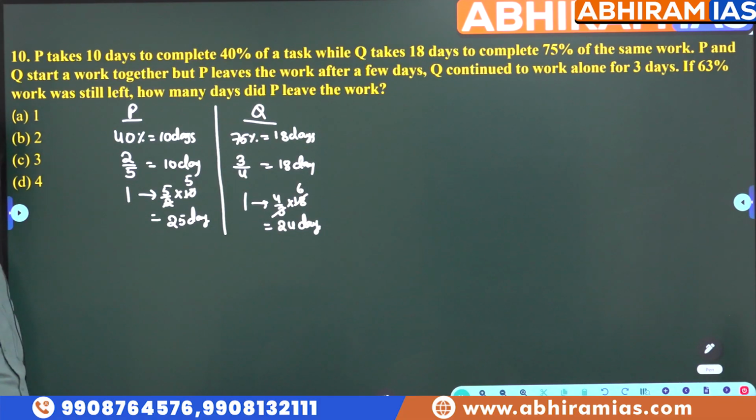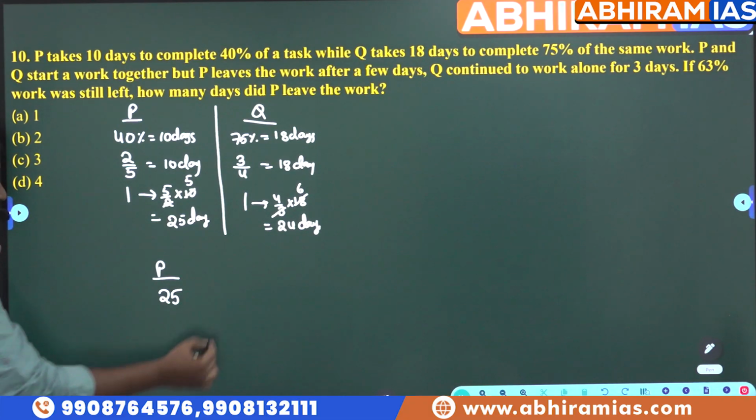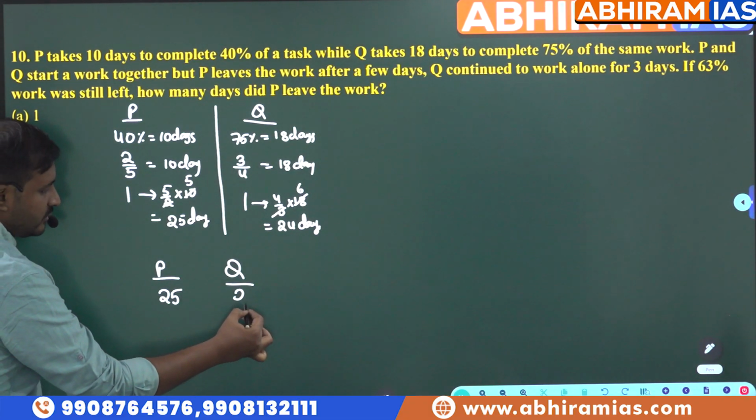Okay. Now P and Q start a work together, but P leaves the work after a few days. Q continued to work alone for 3 days, if 63% of work is still left. Okay. We will try to find the total work and all these things. Now please see here, first of all, P can finish the work in how many days? 25 days. Q can finish the work in how many days? 24 days.